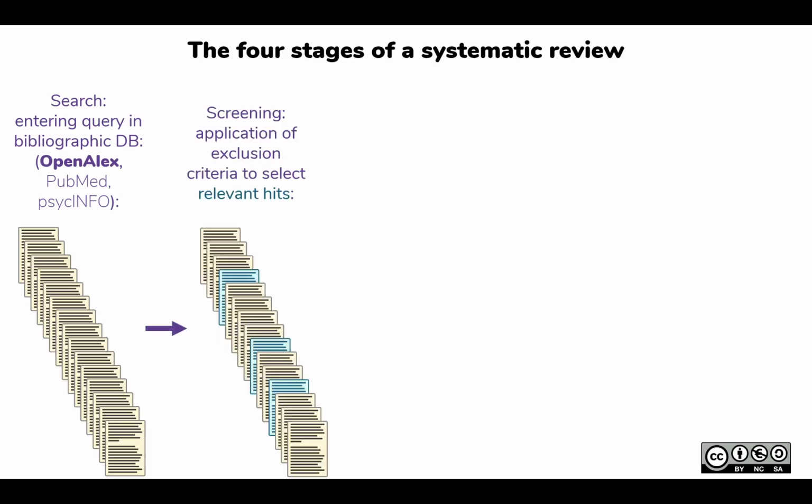Then, if you enter a query in such a database, you usually get way more articles than you actually want. Both because you generally don't want thousands, but also because you will get false positives. You'll get articles that use the same types of words, but don't study the thing that you're interested in. So the second phase is screening, where you actually select the relevant hits.